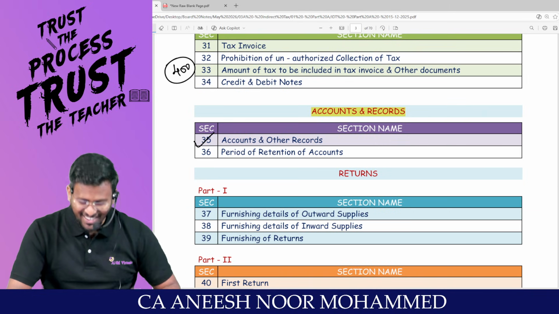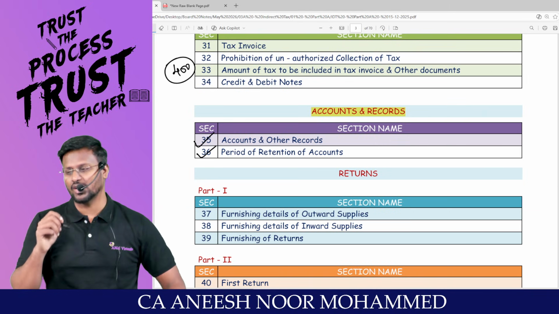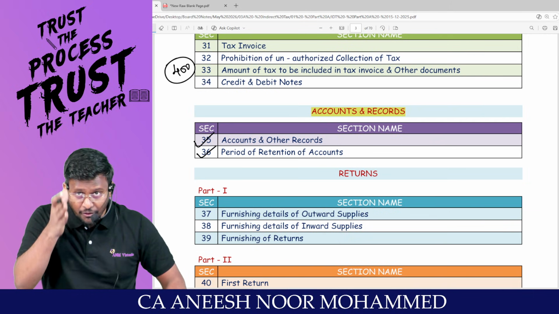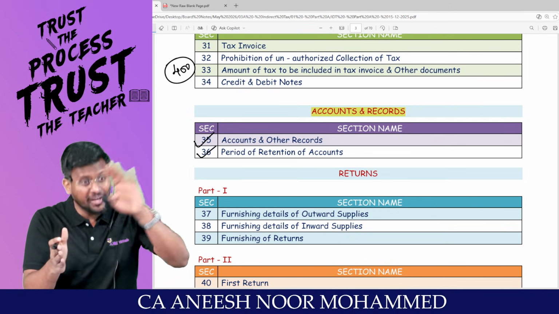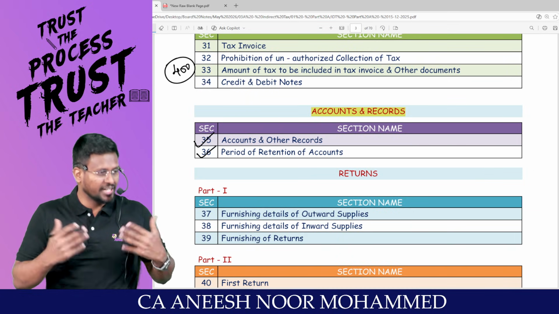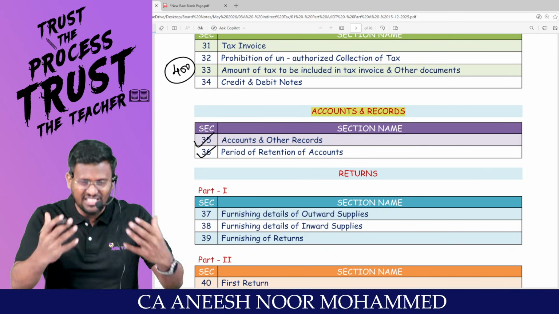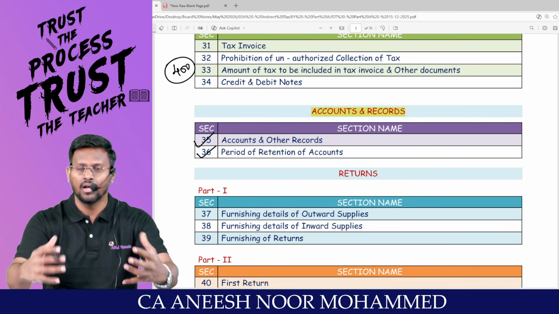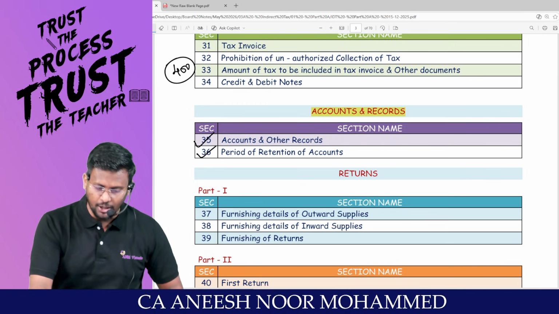The same way, sir, what is the period of retention of the books of accounts? Sir, for a particular financial year's accounts and records, for how many years are you supposed to keep them? Whether it is 5 years I have to maintain, or for the next 6 years I have to hold on to those books of accounts. That's the discussion in section 36, period of retention of the accounts.